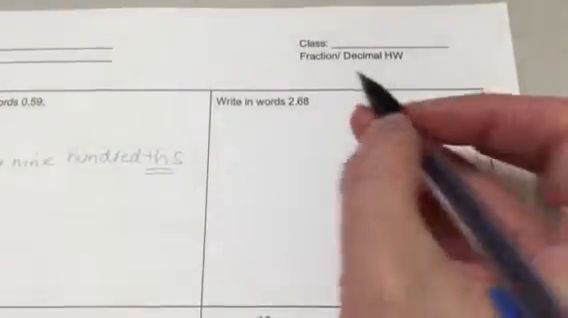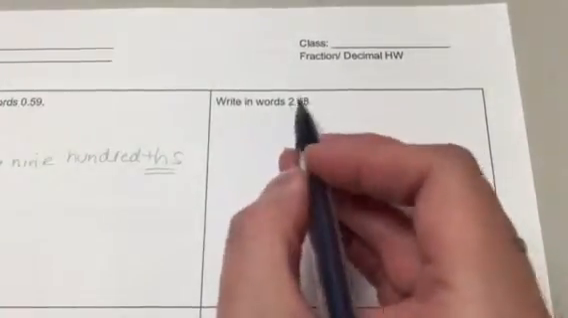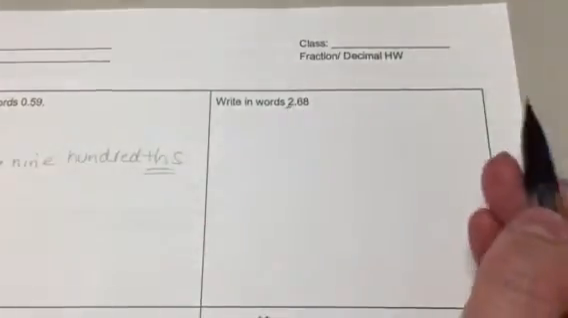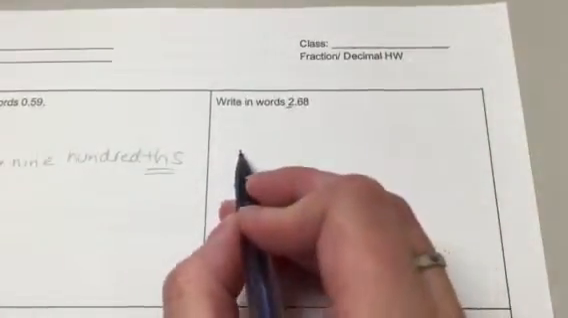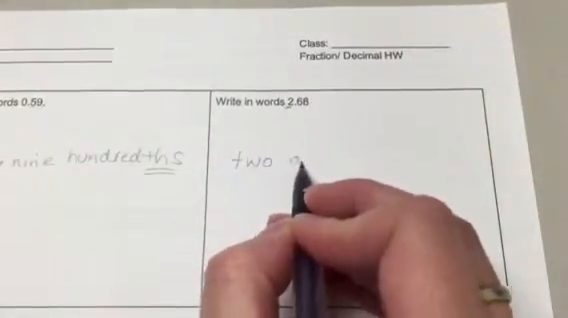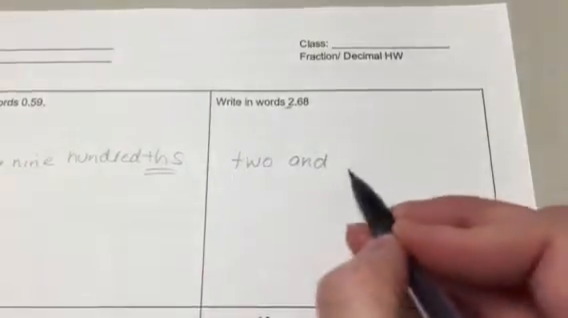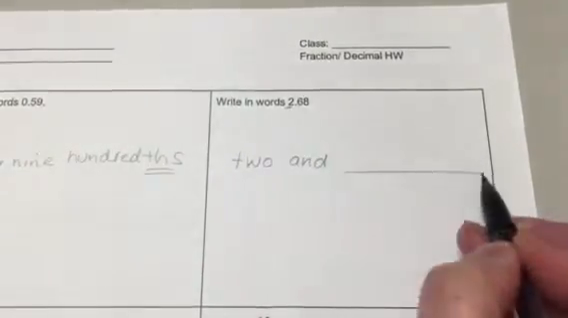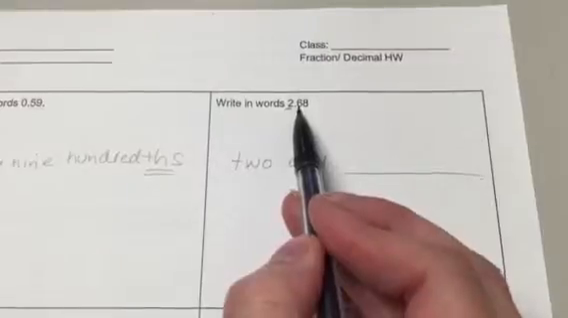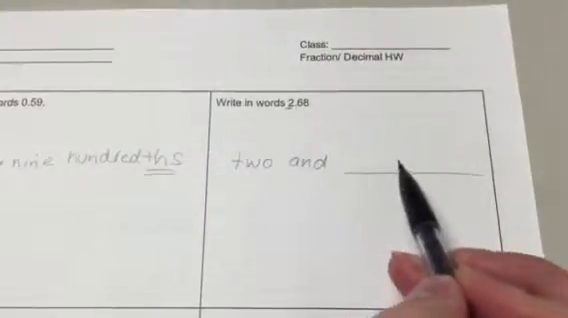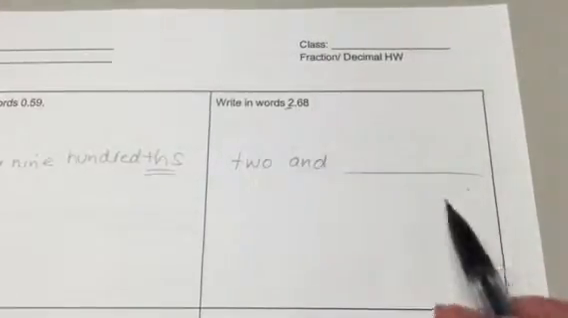Okay, so now if you look at the second one and write that in words, this one's got a whole number in front. So remember, you're going to say that as 2, and I'll let you guys finish writing that out. So you're going to say 68, and then you have to decide what place value that is and finish that. All right, the next one says, what is 19/20 as a decimal?